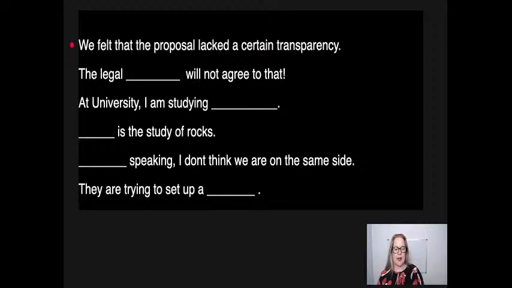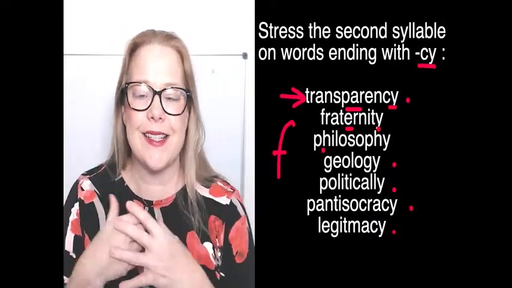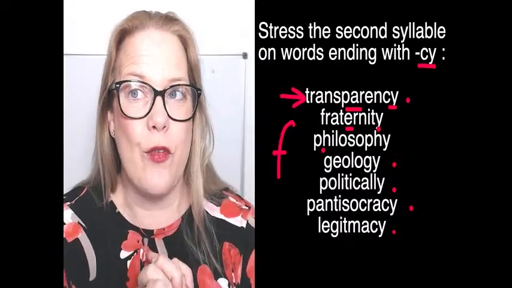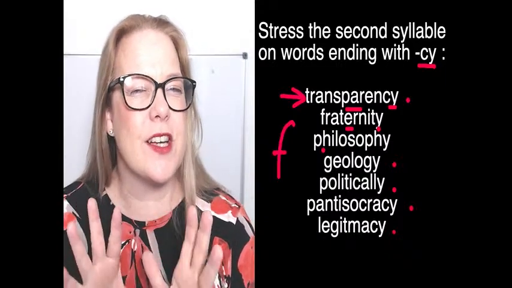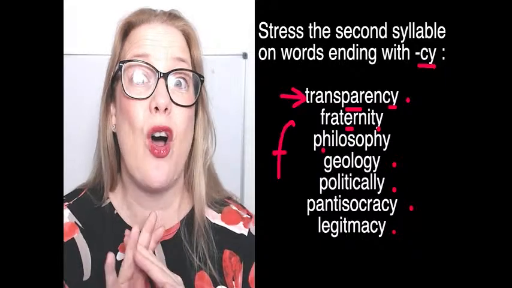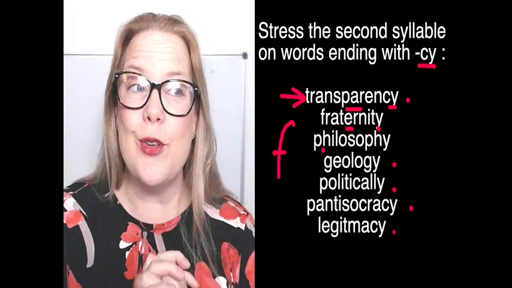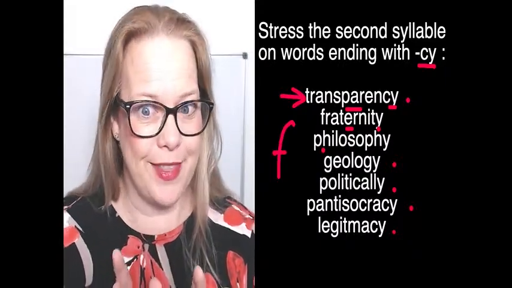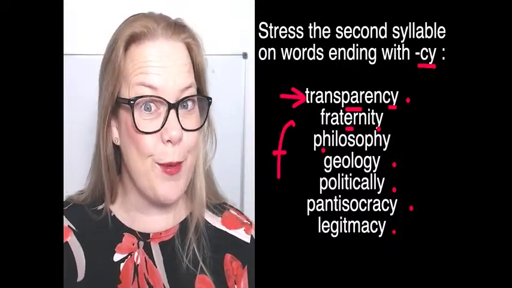Okay, transparency. When we say that something lacks a certain transparency, that's a very polite way of saying to someone that things just aren't clear. It's not obvious. Even in business terms, it's used as a polite way of saying you're not telling the truth or you're hiding something. But obviously that would be very impolite and it could cause lots of problems.